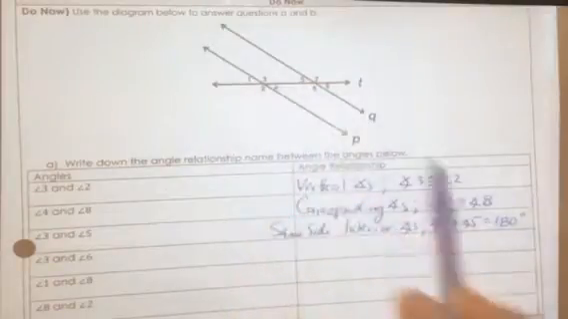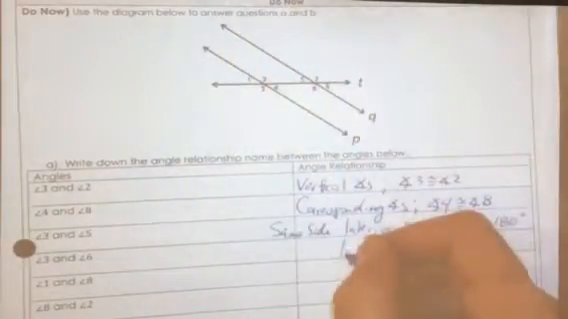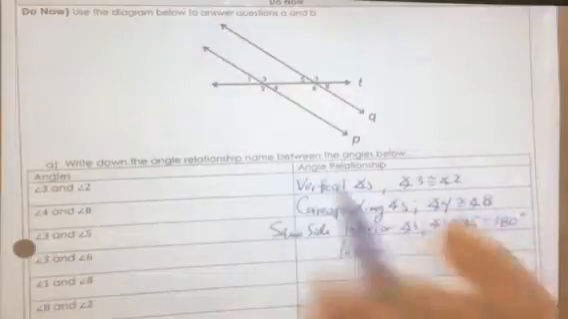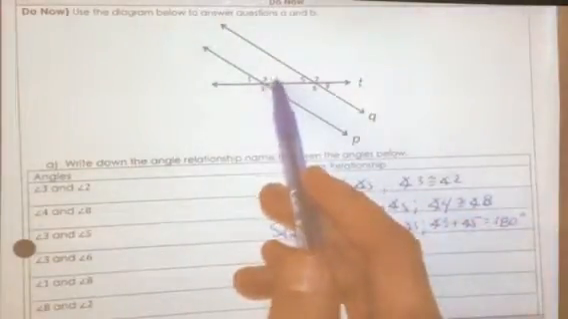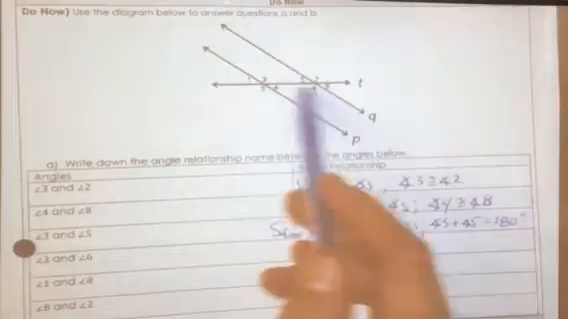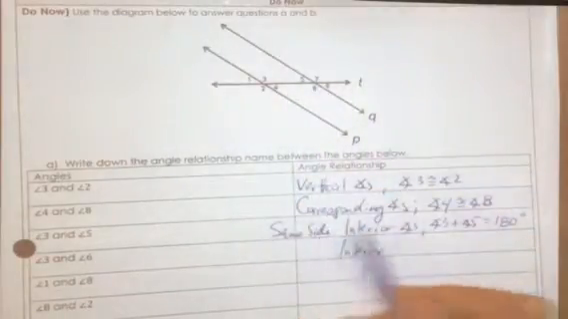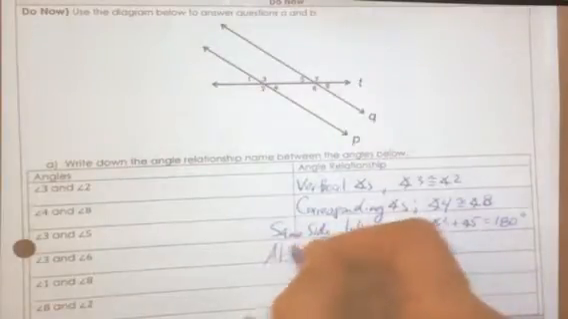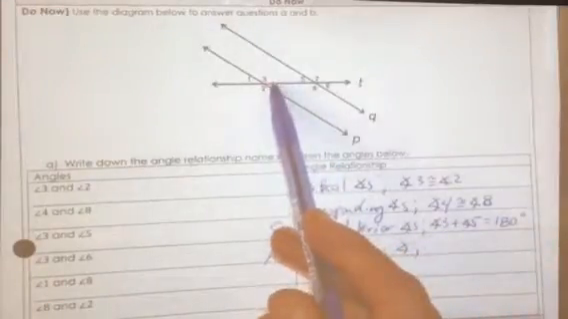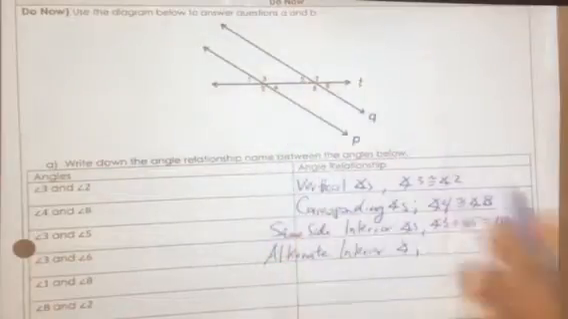Okay, 3 and 6. Just like 3 and 5, 3 and 6 are on the interior. But now they're not on the same side of the transversal. They're on different sides of line T, the transversal. So we don't call these same side interior. We call them alternate interior angles, and alternate interior angles are congruent. So 3 is congruent to 6.